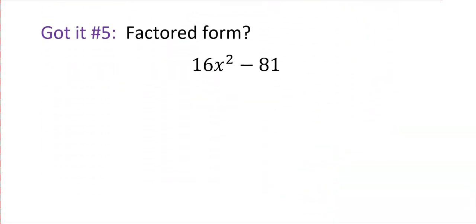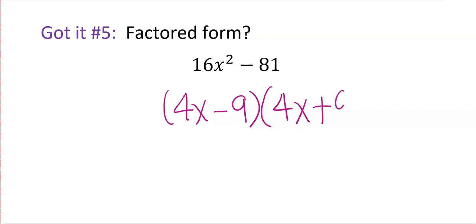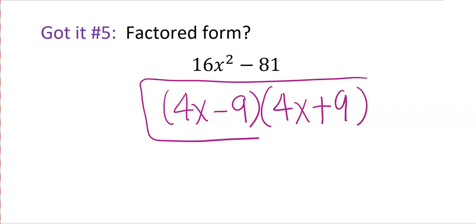Okay, what about this one? What's the a going to be? 4x. And what's the b going to be? 9. So square root each one. And do we have one of each? Yes. So 4x minus 9, 4x plus 9. Doesn't matter which one you put where, because they are being multiplied.